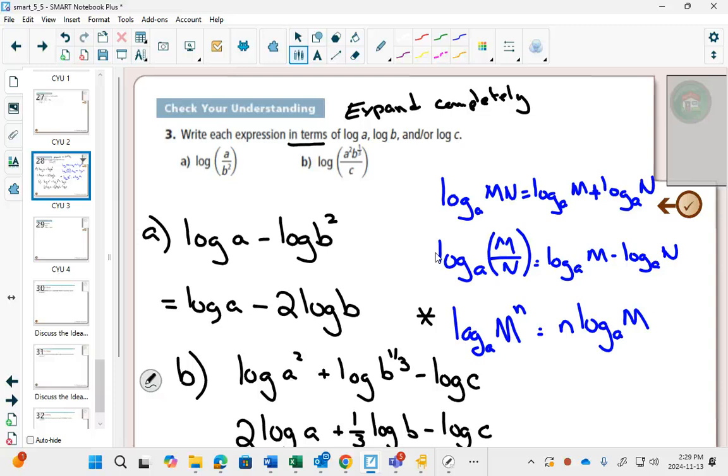Questions for practice on this one? 14, 15.